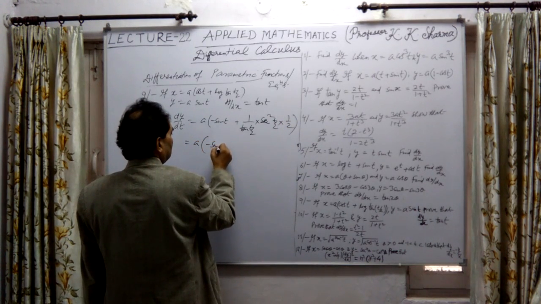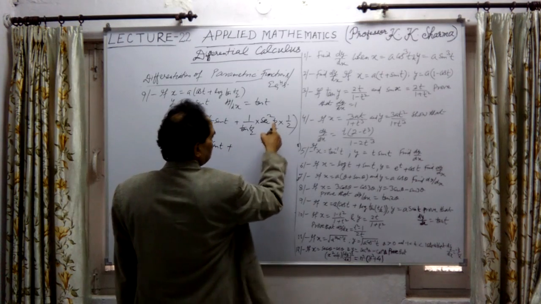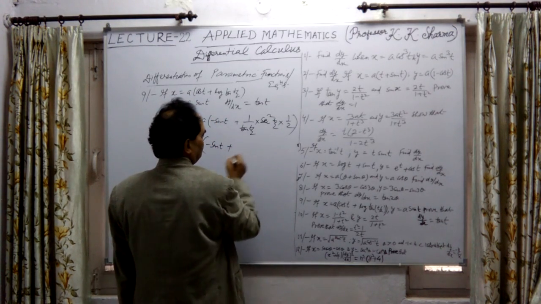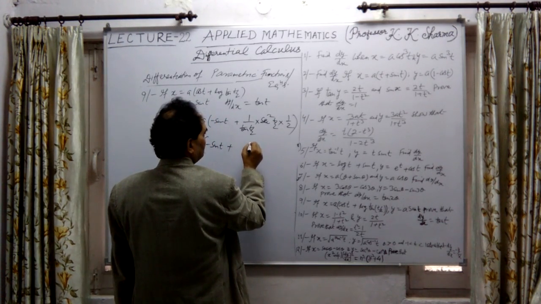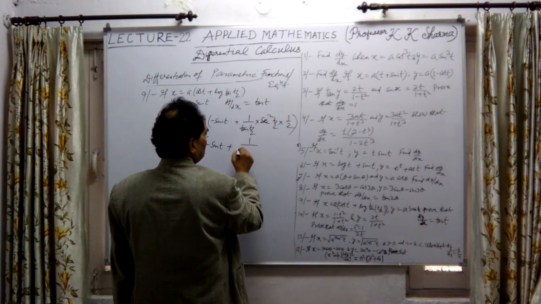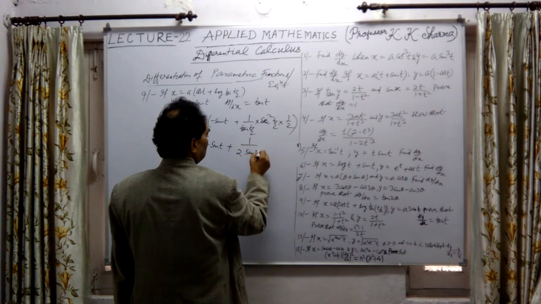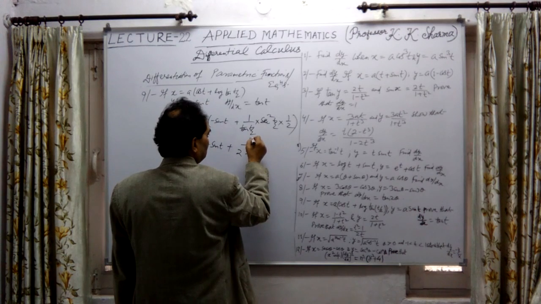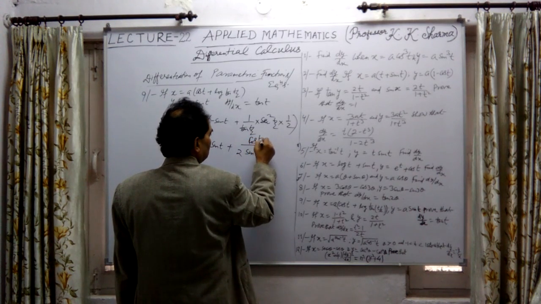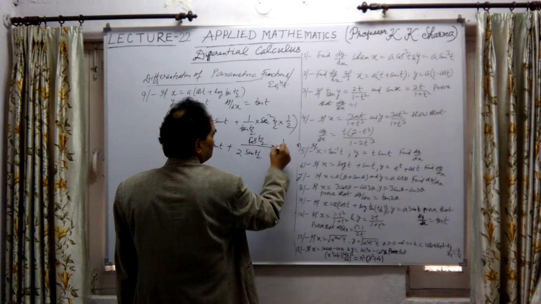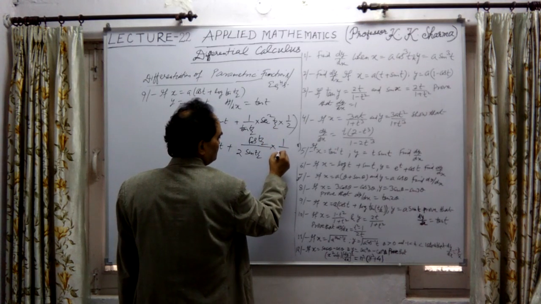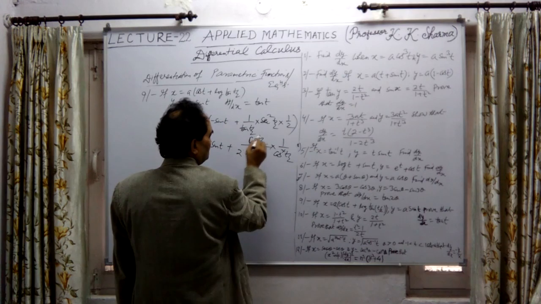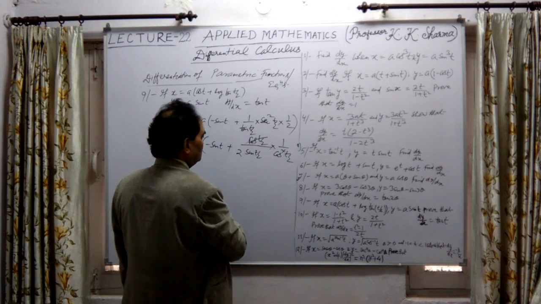Minus sine t plus this is sec² t/2. Okay, so we will obtain this as 1/2 sine t/2 upon cos t/2. Cos t/2 will come in the numerator, into this sec² t/2. That means 1 upon cos² t/2. And this cos t/2 cancels out.